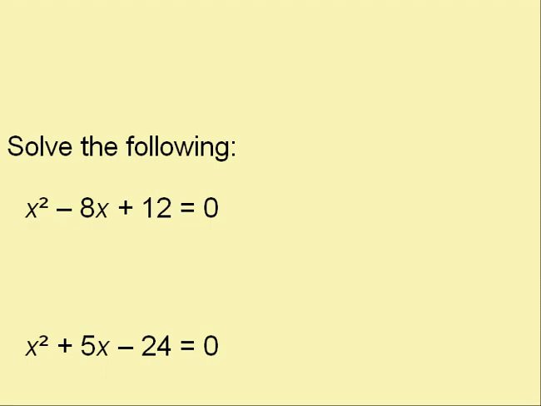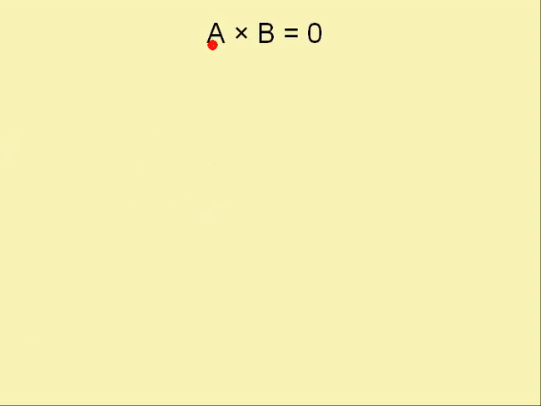Here, I'm going to show you how to solve quadratic equations where the right-hand side is equal to 0. Before we do this, I need to show you one thing. If we have two things multiplied together and the result is 0, then we know that one of the two things must be 0. So in this example, either A is equal to 0 or B is equal to 0.